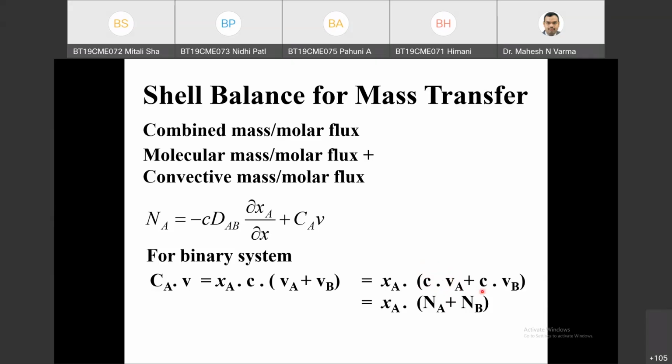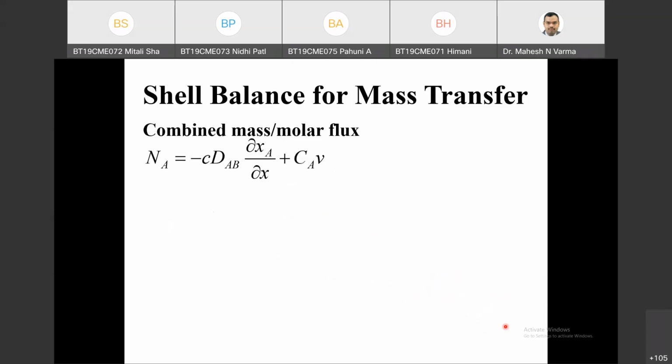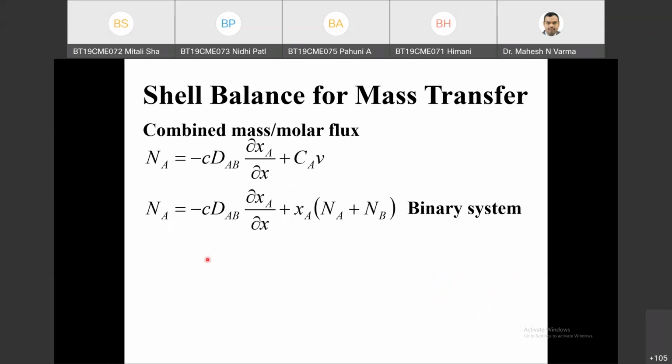Rearranging this equation, Ca into Va is nothing but the total flux of component A, and this is the total flux of component B. So this will be equal to Na plus Nb. So Ca into V is a convective flux. This is also a convective flux. So for a binary system, we'll write Na equal to minus C, where the total concentration of the system remains constant. This is true when the total concentration is constant.